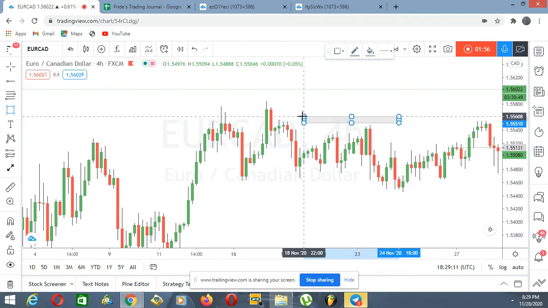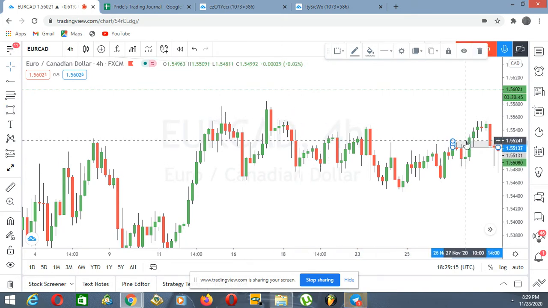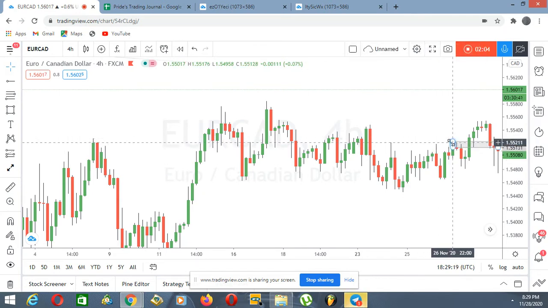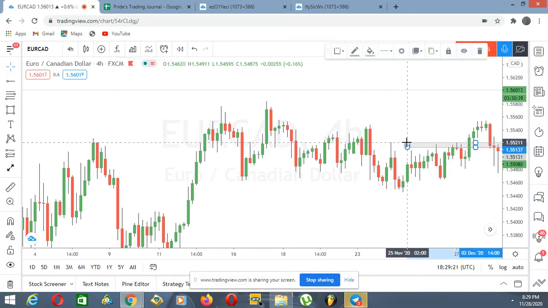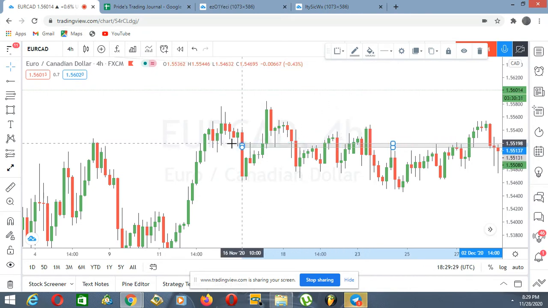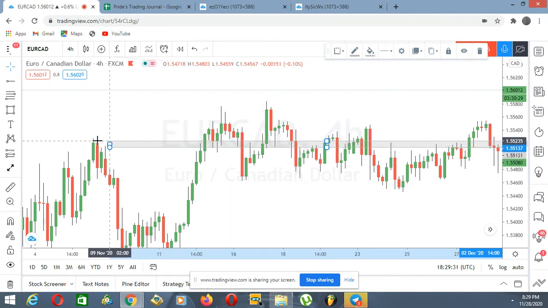Let me just mark off the level as a clear zone. This is now a clear zone of resistance. And if I go back in time and look left, because price always leaves clues on the left side, this level is in alignment with previous support and resistance levels.